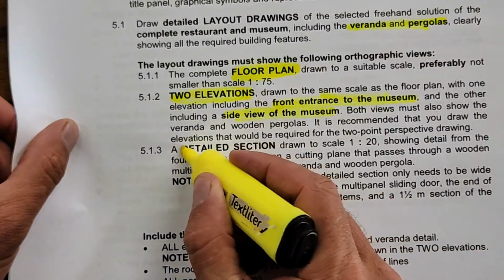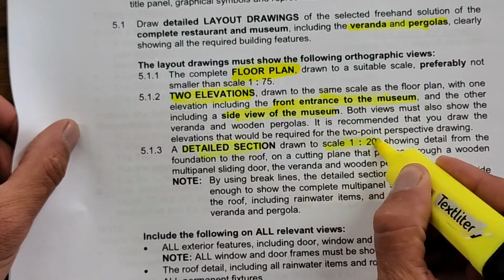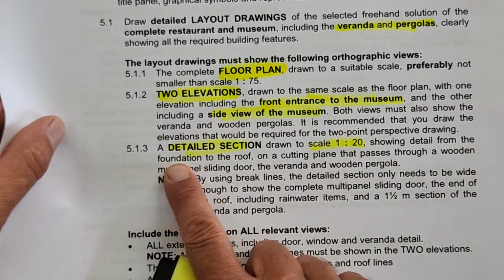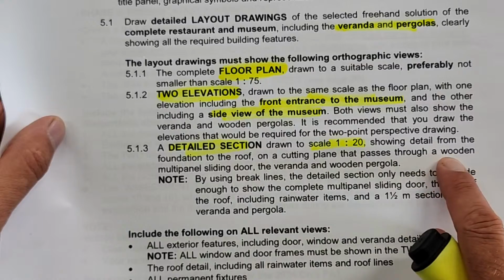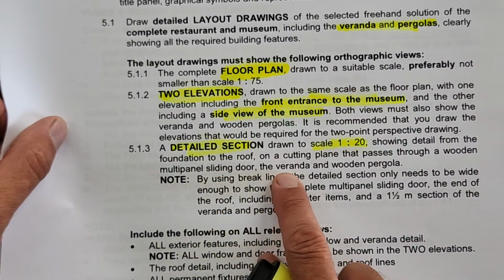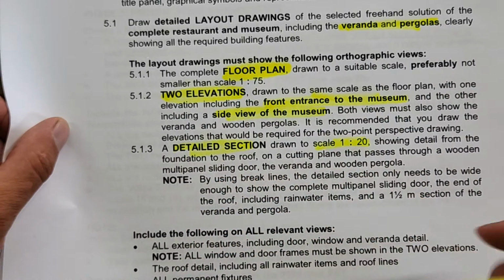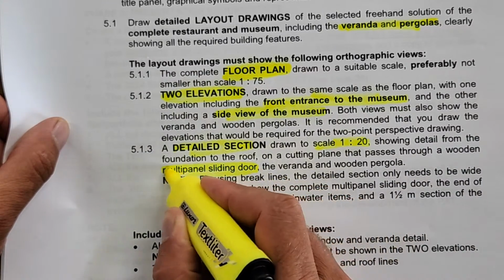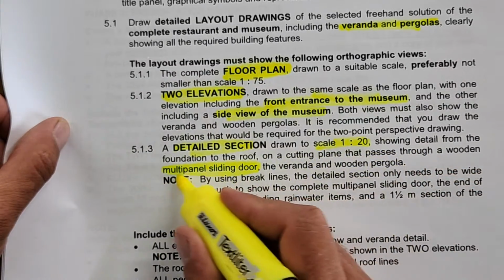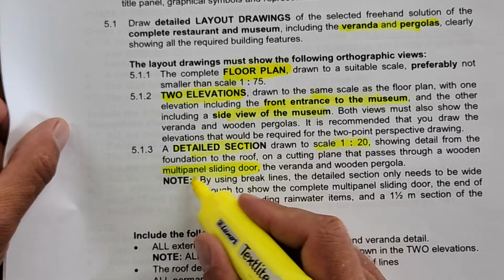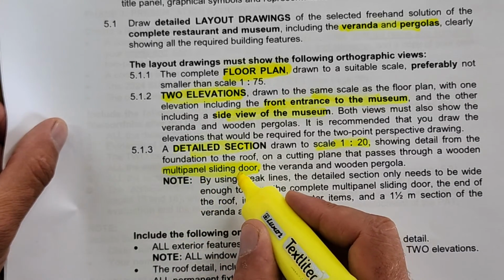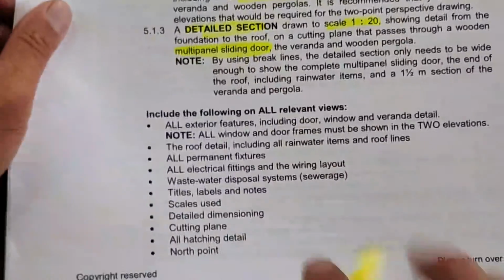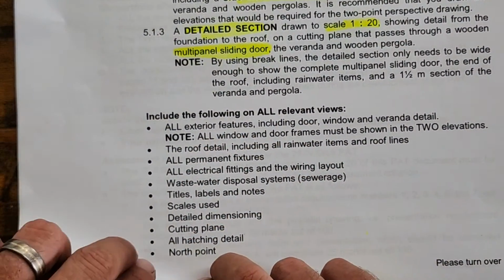Then your section, that's going to be scale 1 to 20. And here they tell you exactly what, showing detail from the foundation to the roof on a cutting plane that passes through a wooden multi-panel sliding door, the veranda, and wooden pergola. So this already tells me in my research, I need to research what a section of a multi-panel sliding door looks like. How does that section look? Find that out. All right. Add some more details to these.